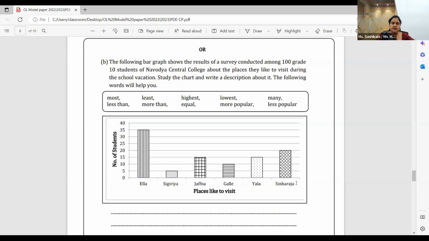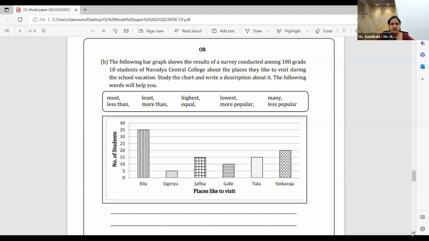Right. Now let's read the words given in the box. Now the words given here: most, least, highest, lowest, many, less than, more than, equal, more popular, and less popular. If you can use most of these words, it's better. But there's no need to use all the words because you have to write only 100 words for this question. So select the easiest words for you. I think when we are writing, you can use those.